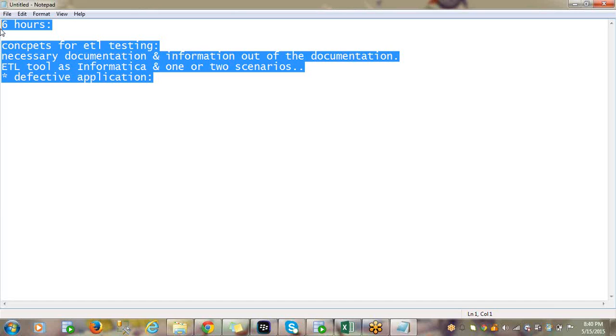The only thing is you have to know the basics. When you're good with the basics, every tool is one and the same. Either it can be Informatica or Ab Initio or Teradata or even Pentaho, DataStage, whatever it is, everything is one and the same. Fine. Thank you, Gurkha.